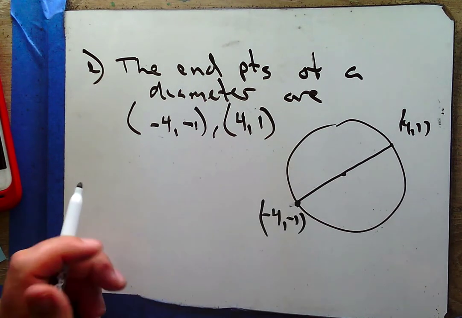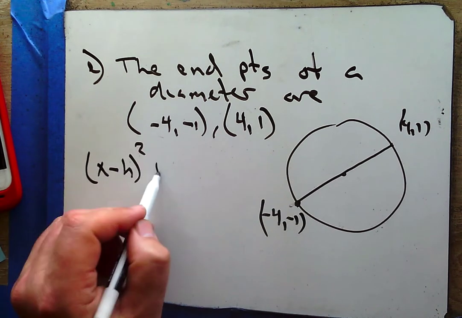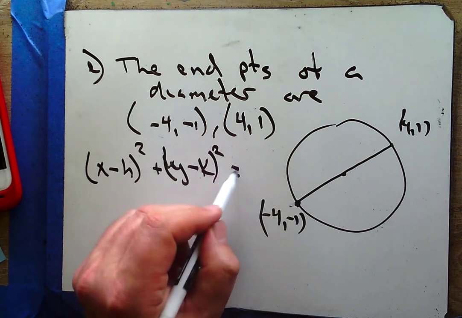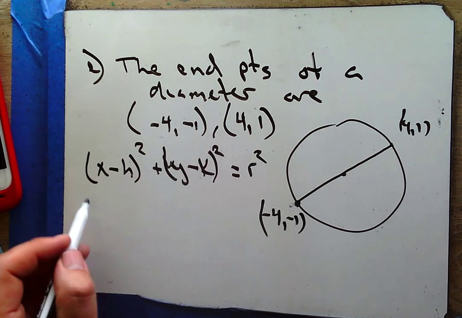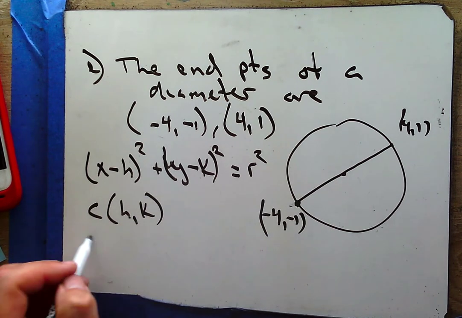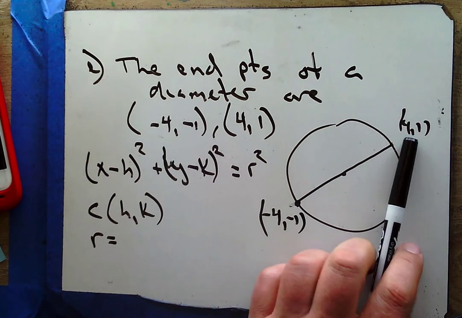Okay, so what information do I need for the circle equation? (x - h)² + (y - k)² = r². I need two pieces of information. I need to know where the center is. I don't know that yet. I need to know what the radius is. I don't know that yet either. So how am I going to do this? What can I do here?